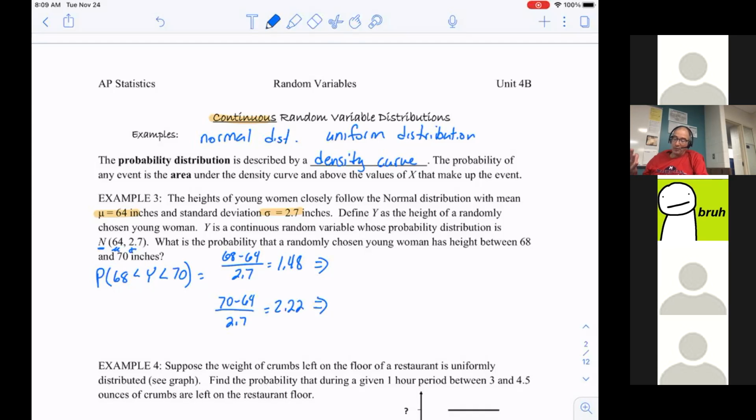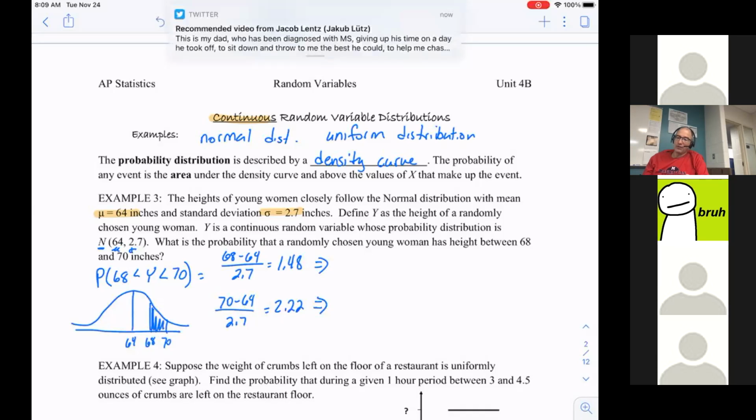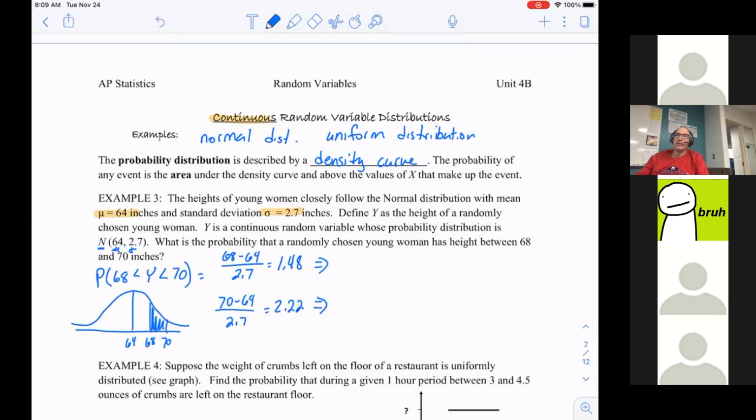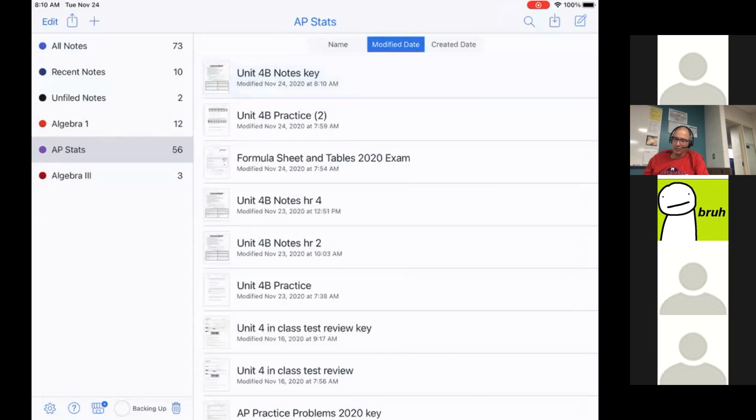Then we had to remember that we had to convert each into a percentile first. The other part we're missing is our picture. So in the middle of this, we have a 64, and I'm talking about between 68 and 70. This area is what we're trying to find. There are different ways we can do this. Just to refresh, 1.48 and 2.22.